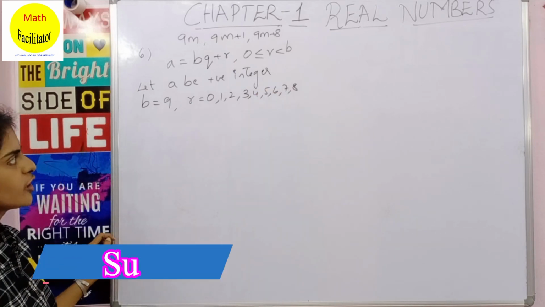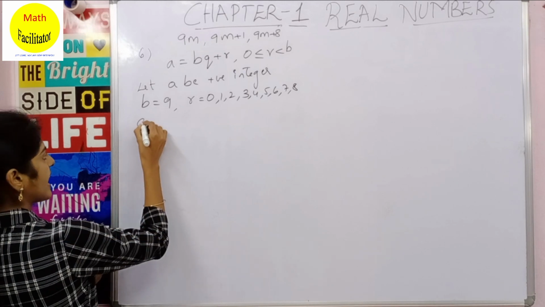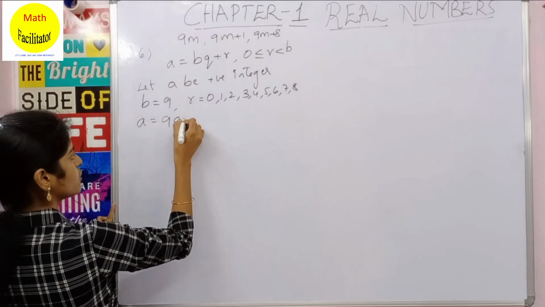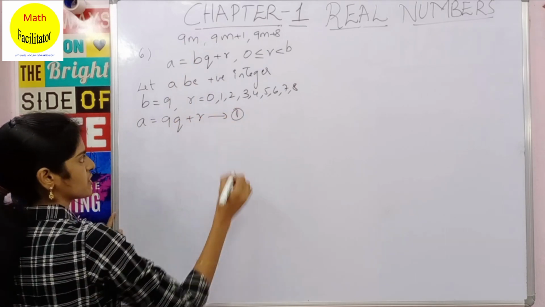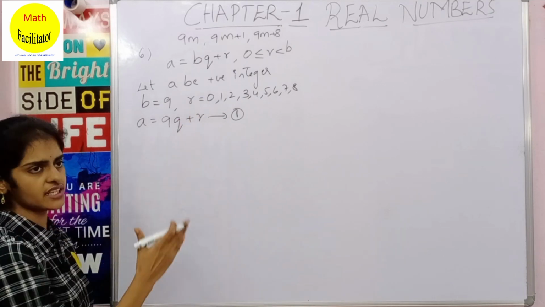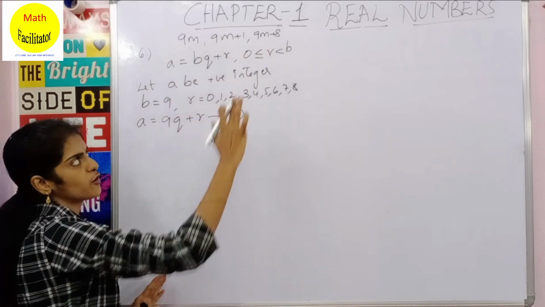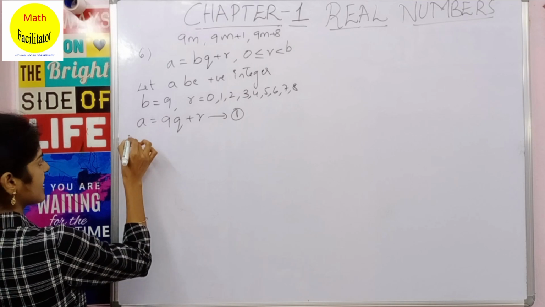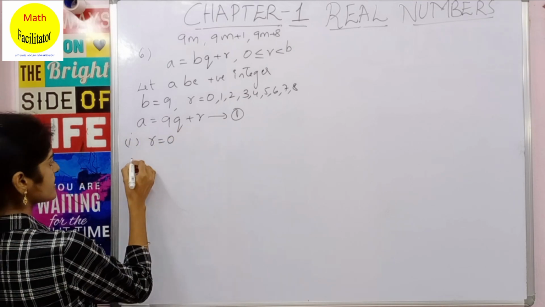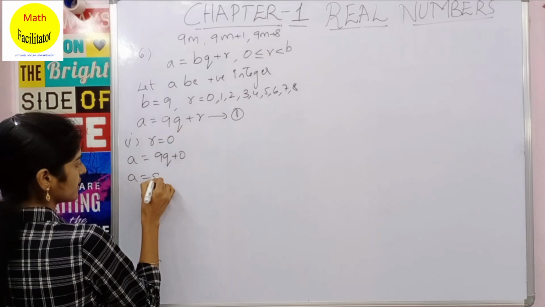Okay, so now for all the values of r, you have to find. So now a is equal to, substituting the value of b in Euclid's division lemma, 9q plus r. Let this be equation 1. Now you will substitute each of the values of r in this equation to find if the cube of any positive integer is of this form or not. Okay, so case 1, let us take r equal to 0. So when r is 0, a is equal to 9q plus 0. So a is nothing but 9q.